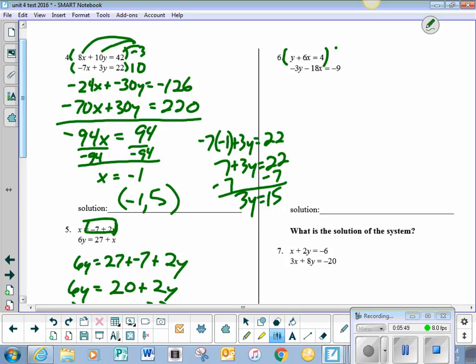This one, if I multiply the top by 3, I get 3y plus 18x equals 12. And this is funky. 0 plus 0 equals 0. If that was the case, it'd be infinite solutions, but it's not equal to 0, it's equals 3. So I get 0 equals 3, which is not true, and so that is no solution.